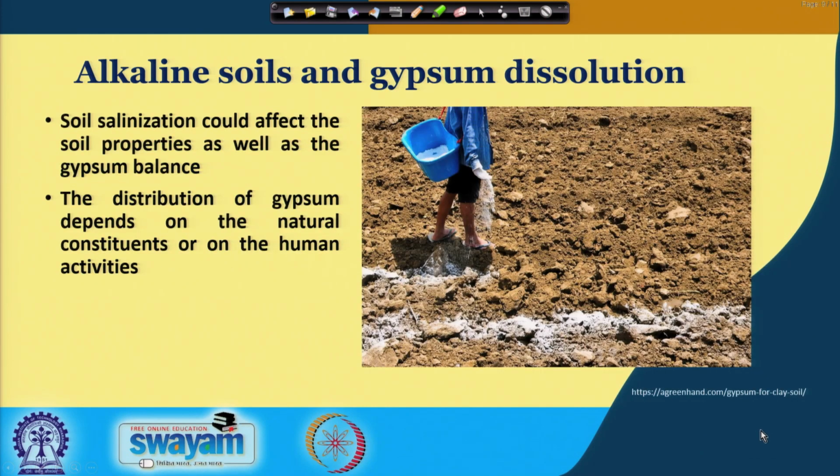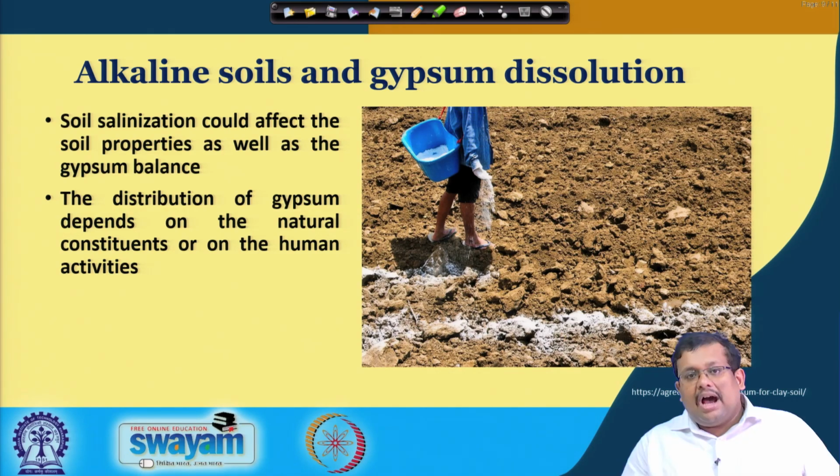Another important thing which we need to discuss is alkaline soils and gypsum dissolution. Now, you know what alkaline soils are? Alkaline soils are those soils in which the exchange complex is saturated with sodium ions, and as a result of the saturation of sodium ions, the soil becomes alkaline in nature. Alkaline soils have high pH, and they are not good for crop production.